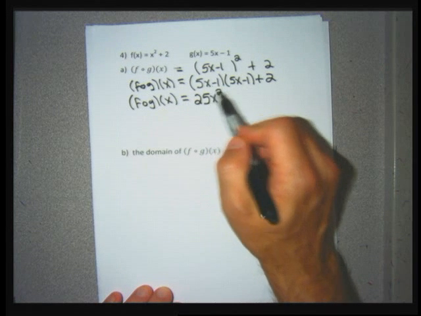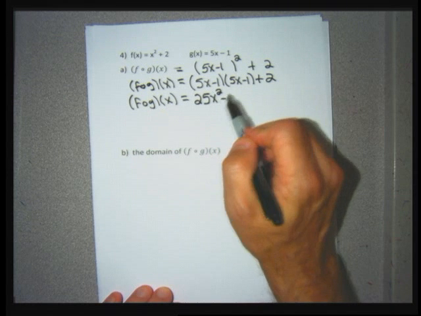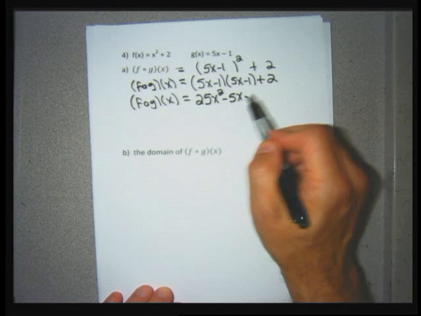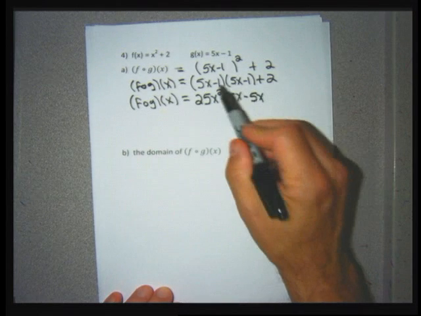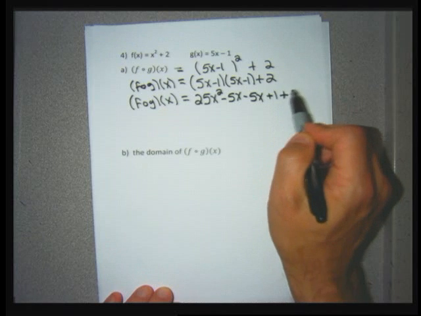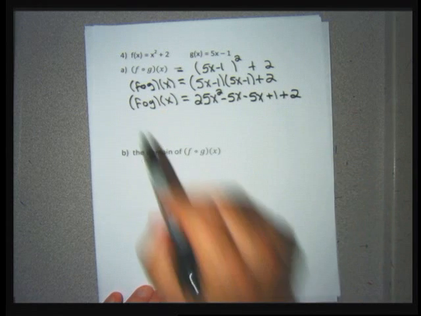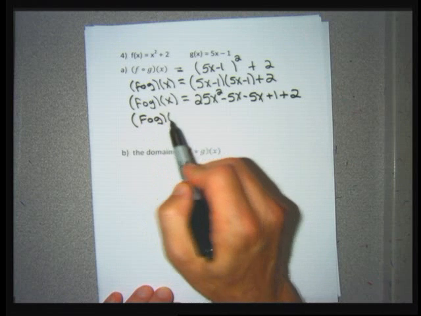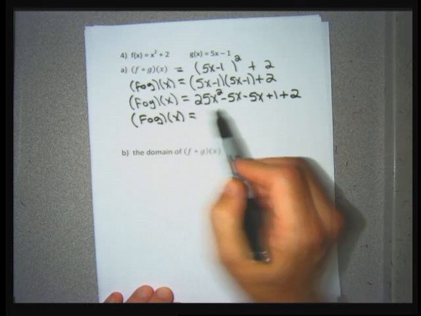My outers are 5x times the minus 1, which is a minus 5x. My inners are minus 1 times 5x, which is another minus 5x. My lasts are minus 1 times minus 1, which is a plus 1. We'll bring down the plus 2. I'm not going to commit to saying this is the answer because what I get here might factor, but I don't think it's going to factor.